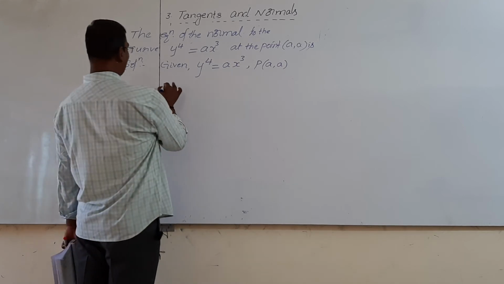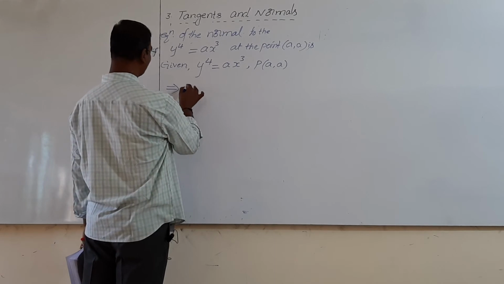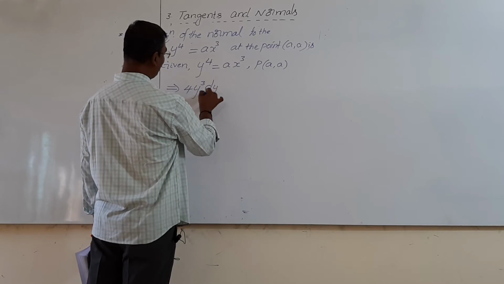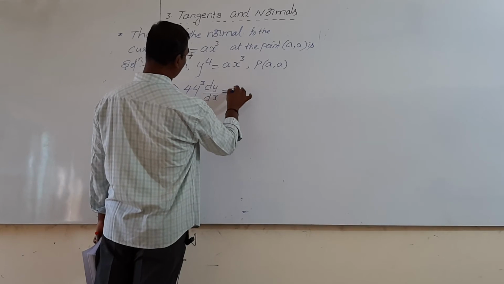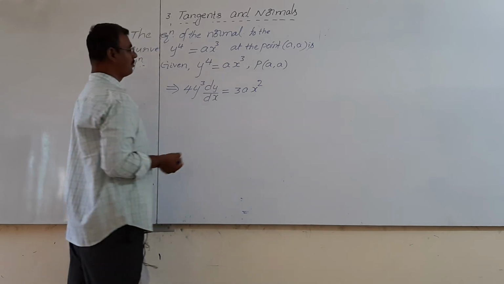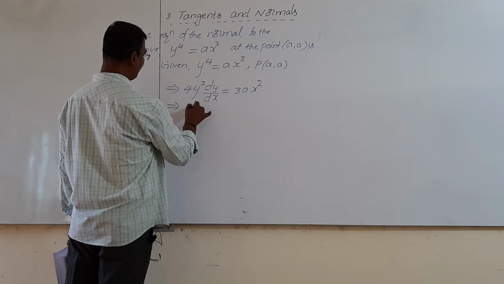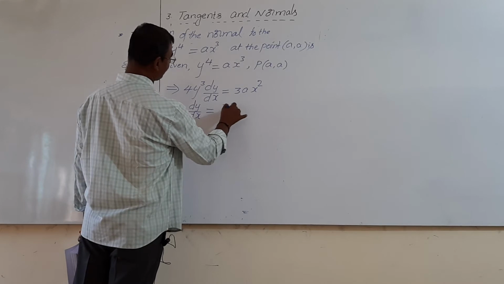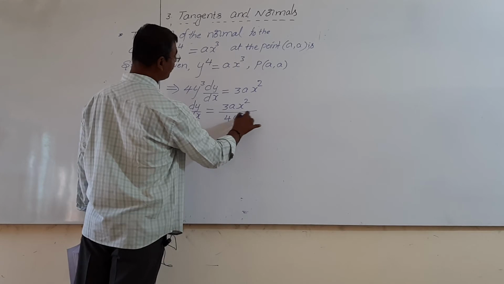Now apply the differentiation with respect to x. The derivative of y raised to 4 is 4 y raised to 3 into dy by dx, is equal to 3a x square. Sending this to the other side, we get the dy by dx value. dy by dx is equal to 3a x square divided by 4y raised to 3.